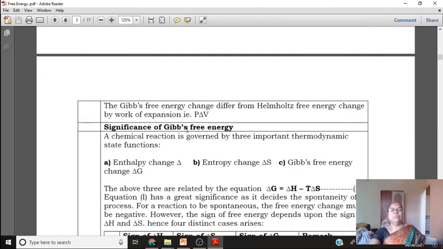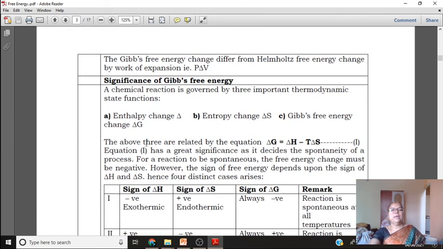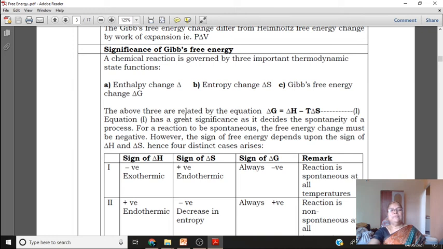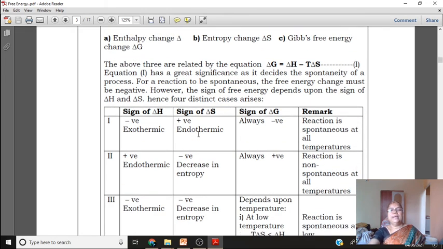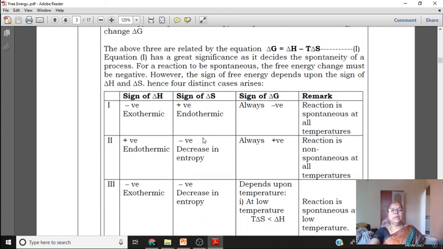And significance of Gibbs free energy. A chemical reaction is governed by three important thermodynamic functions: enthalpy change, entropy change, and Gibbs free energy change. The above three functions are related by the equation delta G equal to delta H minus T delta S, and this equation has great significance as it describes the spontaneity of a process. For a reaction to be spontaneous, the free energy change must be negative. However, the sign of free energy depends upon the sign of delta H and delta S. Hence, we can characterize the spontaneous process and non-spontaneous process.